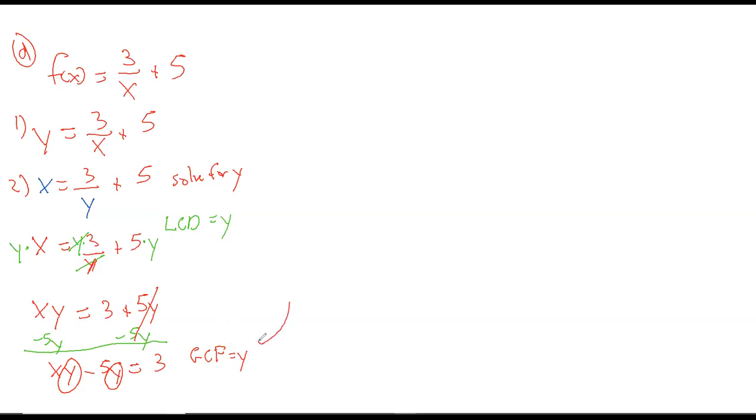So let me move up here. Again, what we had was xy minus 5y equals 3. We're going to take the y out, so we open a parentheses. If you take y away from the first term, you're only left with the x. Then minus, if you take y away from the second term, you're only left with the 5. And then the 3 is still on the right-hand side.